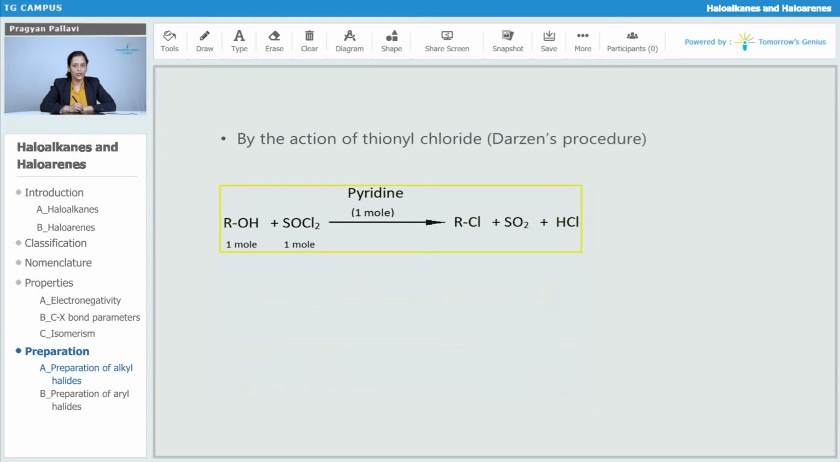By the action of thionyl chloride, the formula of thionyl chloride is SOCl2. This procedure is also known as Darzens procedure. So in this we have 1 mole of alcohol and 1 mole of thionyl chloride. Alcohol and thionyl chloride are taken in the ratio of 1:1, and in presence of pyridine, which is also taken as 1, we obtain alkyl halide along with the liberation of sulfur dioxide and HCl.